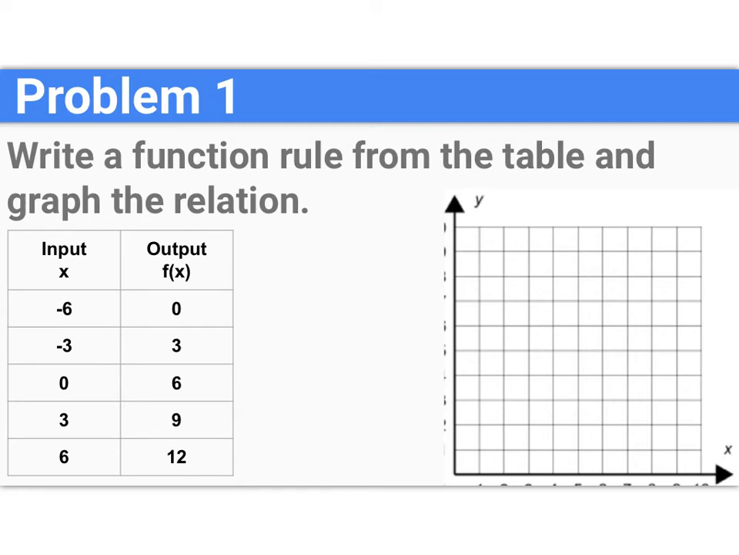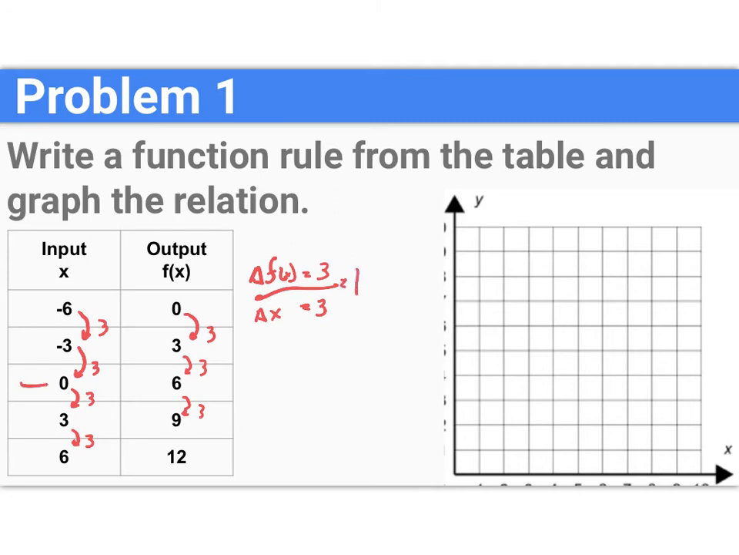Okay, so here we go. The first thing we're going to do is find the rate of change. So x is changing by 3, by 3, by 3, and by 3. And then y is changing by 3. Oh, look at that. Okay, so our change in y, or our f of x, is 3 over our change in x, which is 3. 3 divided by 3 is 1. So our rate of change is 1.